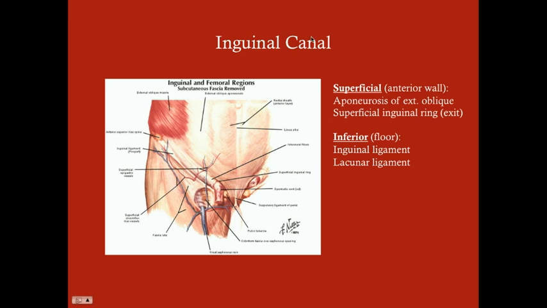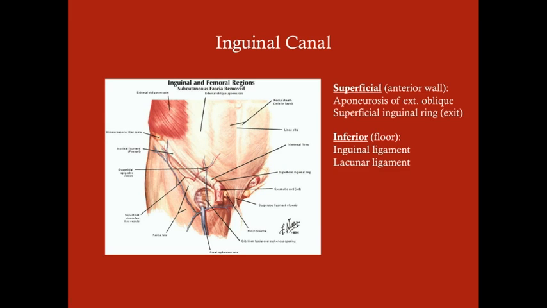But it is a space, and superficially, if you were to dissect, this is a superficial view. This is everything here. This is superficial. You have aponeuroses of the external oblique, and you also have the external, or the superficial, inguinal ring, right here. Okay. Now, inferiorly, so now we're thinking towards your feet, you have the inguinal ligament and the lacunar ligament, which is another much smaller ligament that you don't need to worry about. Okay, so that forms two of the walls. A wall down here on the bottom, your floor, and then a wall here, which would be your anterior wall, or superficial.